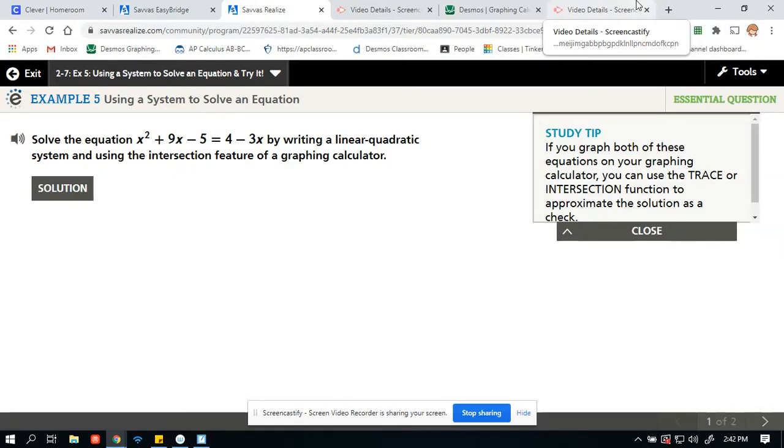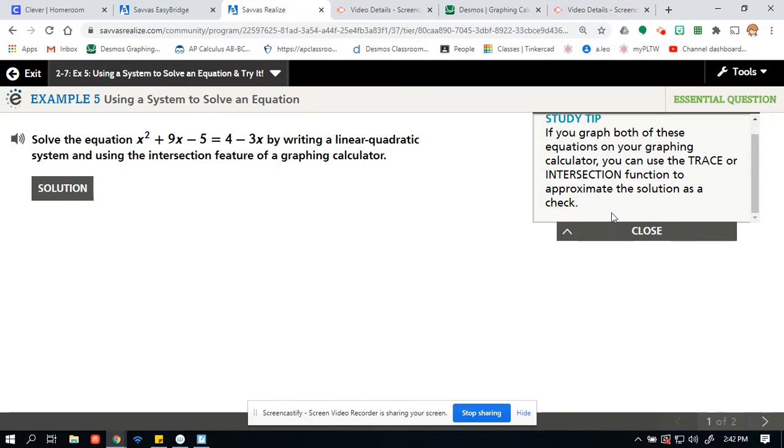We're going to go over topic 2, lesson 7, example 5, using a system to solve an equation. This one's not going to be that long. This is actually a pretty quick example. So solve the equation x squared plus 9x minus 5 equals 4 minus 3x by writing a linear quadratic system and using the intersection features of a graphing calculator.